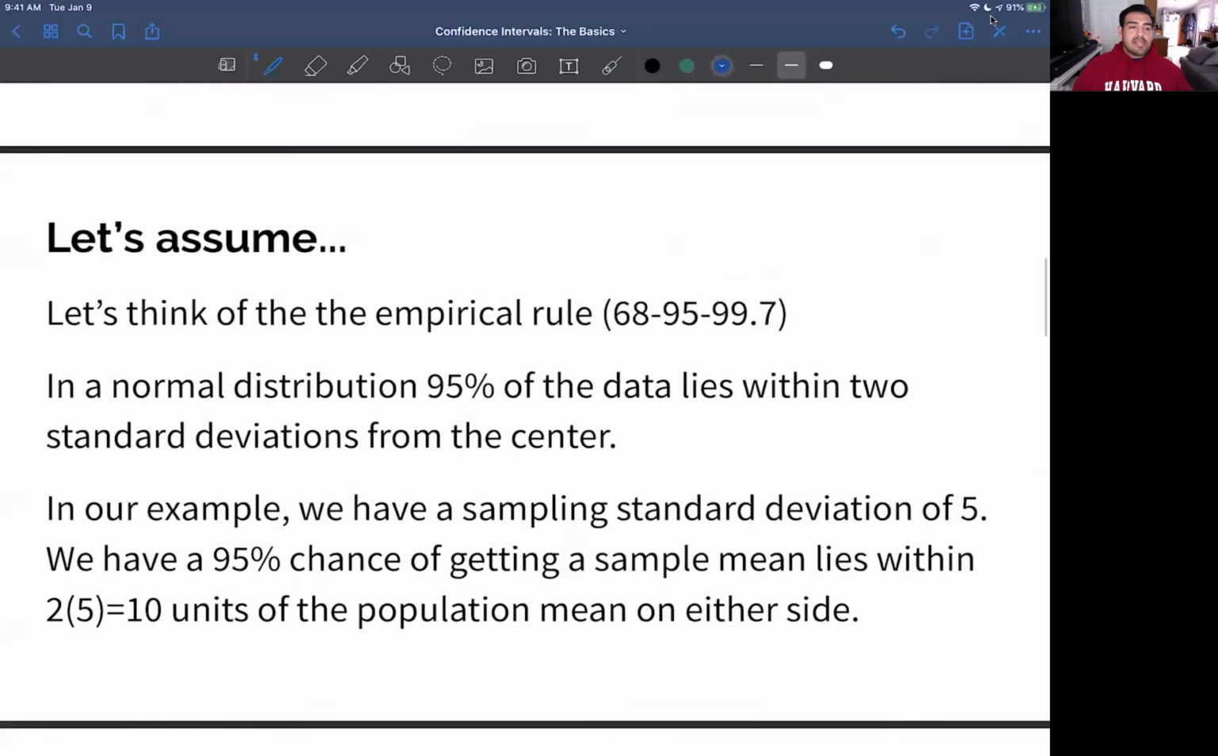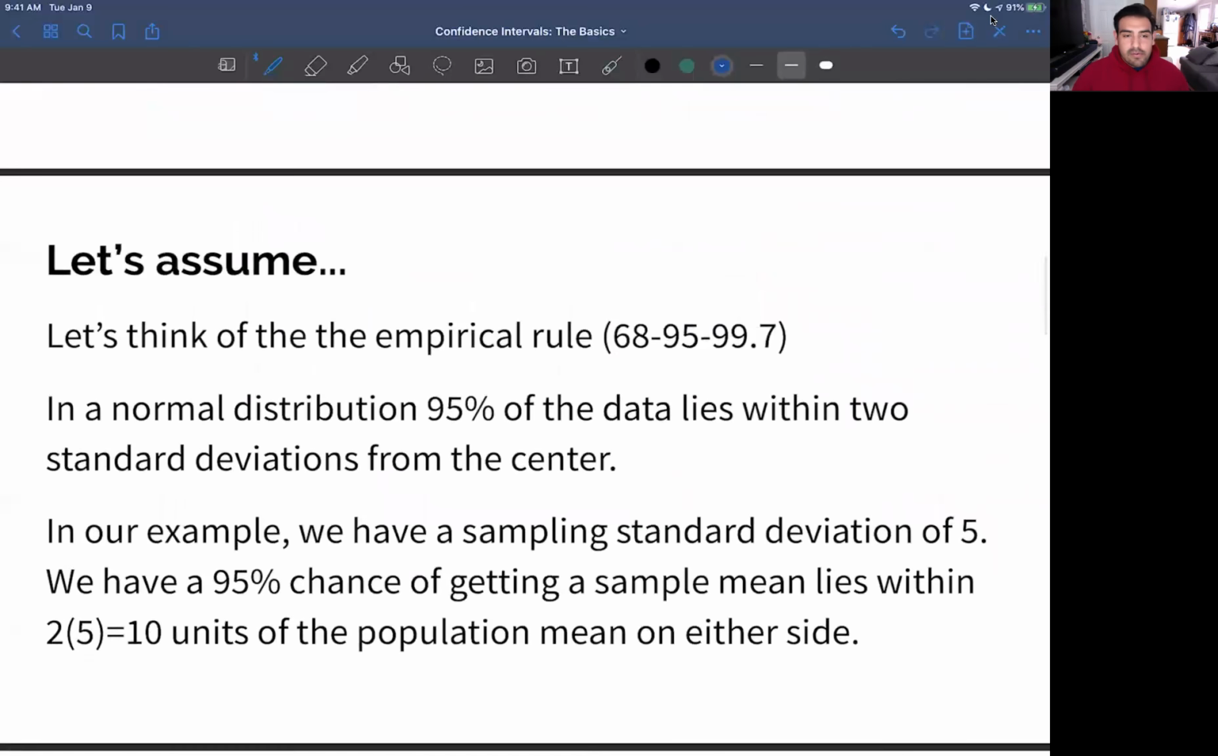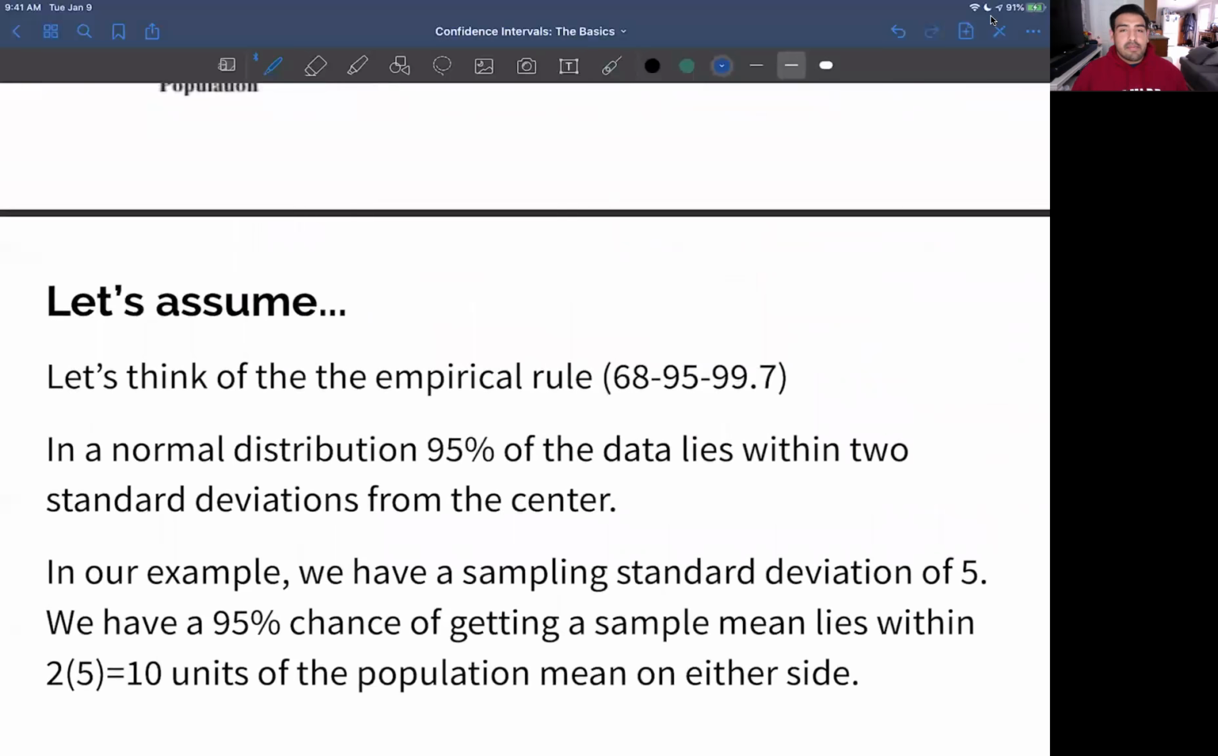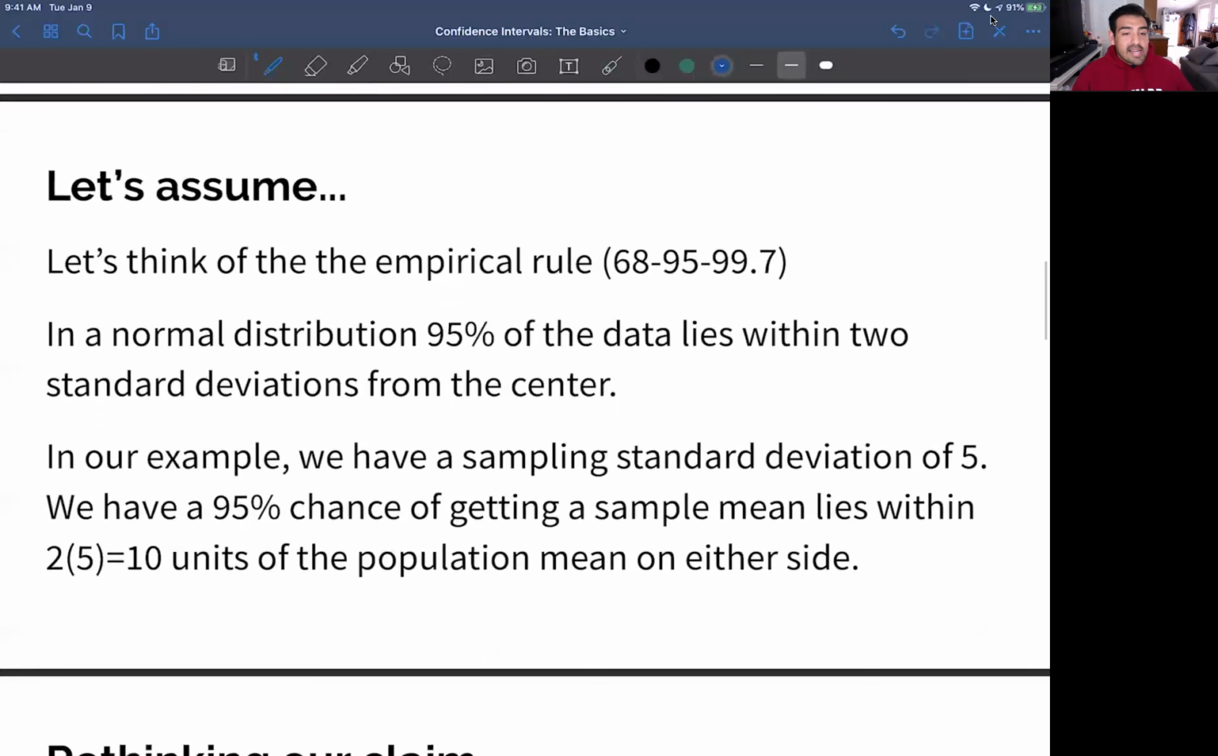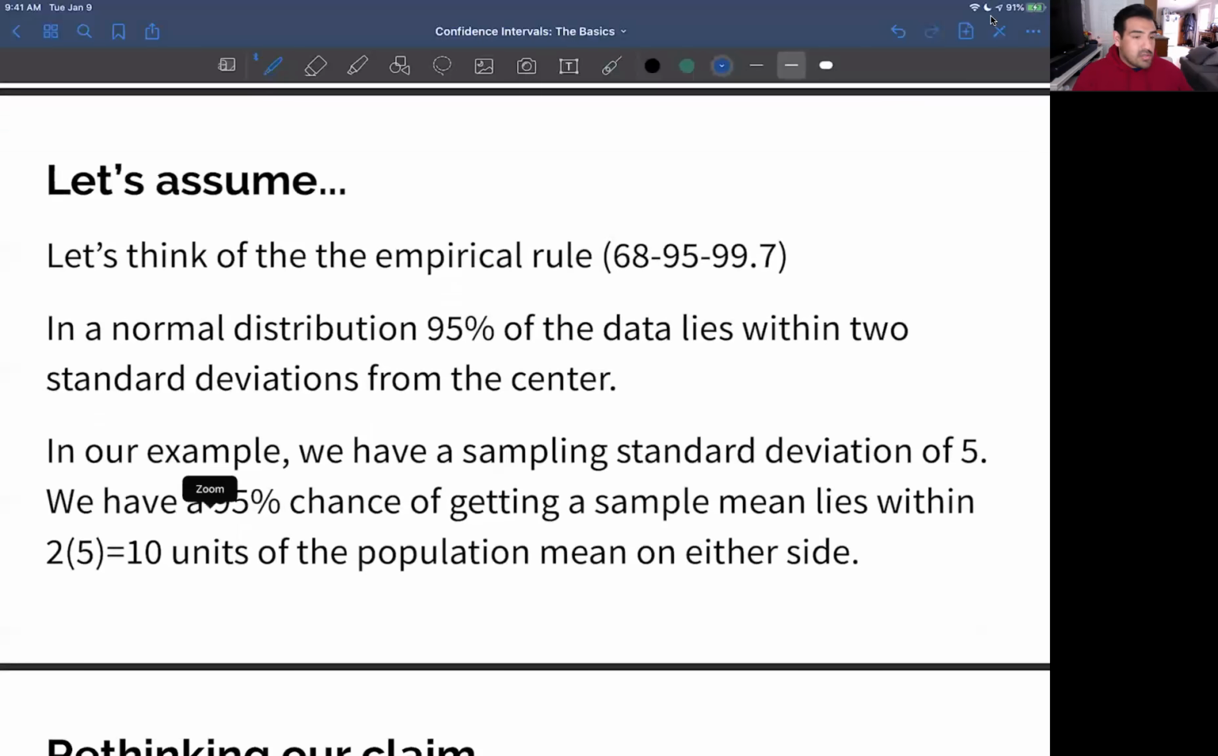So let's take a moment to think of the empirical rule. We learned the empirical rule at the very beginning of class: within 1 standard deviation on either side of the center, there's 68% of the observations. With 2, there's 95, and within 3 standard deviations on either side of our center, we've got 99.7. So in a normal distribution, 95% of the data lies within 2 standard deviations from our center. That's really important for us in this example.